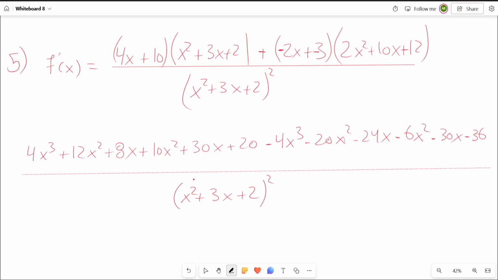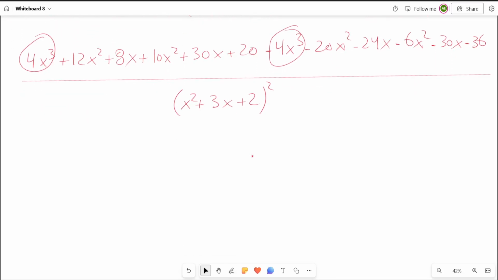So now, let's take the cube terms first. So I have a 4x cubed. I have a minus 4x cubed. Do I have anything else? No. So 4x cubed minus 4x cubed, they basically cancel out. Now, let's take the x squared term. So I have a 12x squared plus 10x squared. That is 22x squared. 22x squared minus 20x squared is 2x squared. 2x squared minus 6x squared is minus 4x squared.